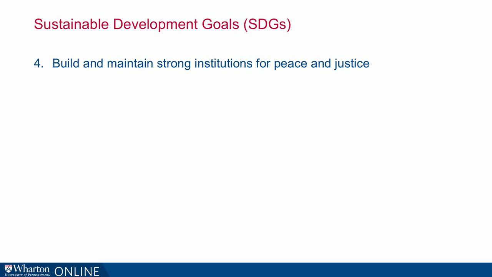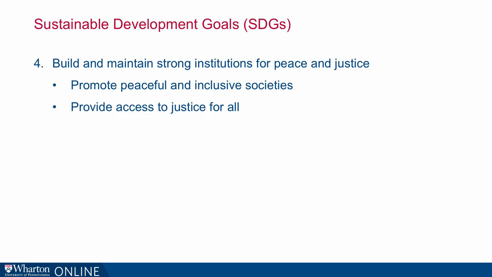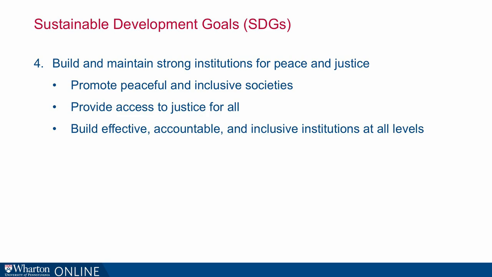And the fourth bucket is to build and maintain strong institutions for peace and justice. This includes goals like promote peaceful and inclusive societies, provide access to justice for all, and build effective, accountable, and inclusive institutions at all levels.